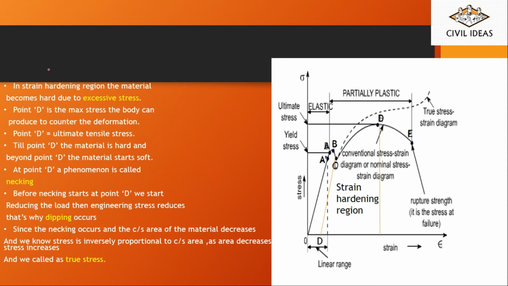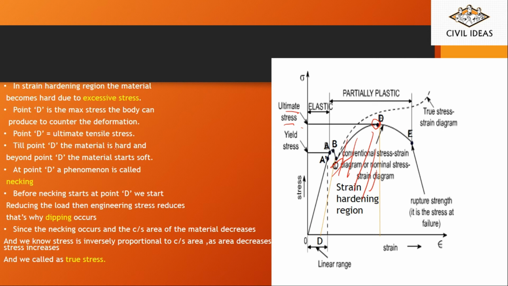Now in the strain hardening region, the material becomes hard due to excessive strain. As you can see in this diagram, this whole portion is the strain hardening region. Now point D is the maximum stress the body can produce to counter the deformation. As you can see, here it is written the ultimate stress. This is the maximum stress the body can take.